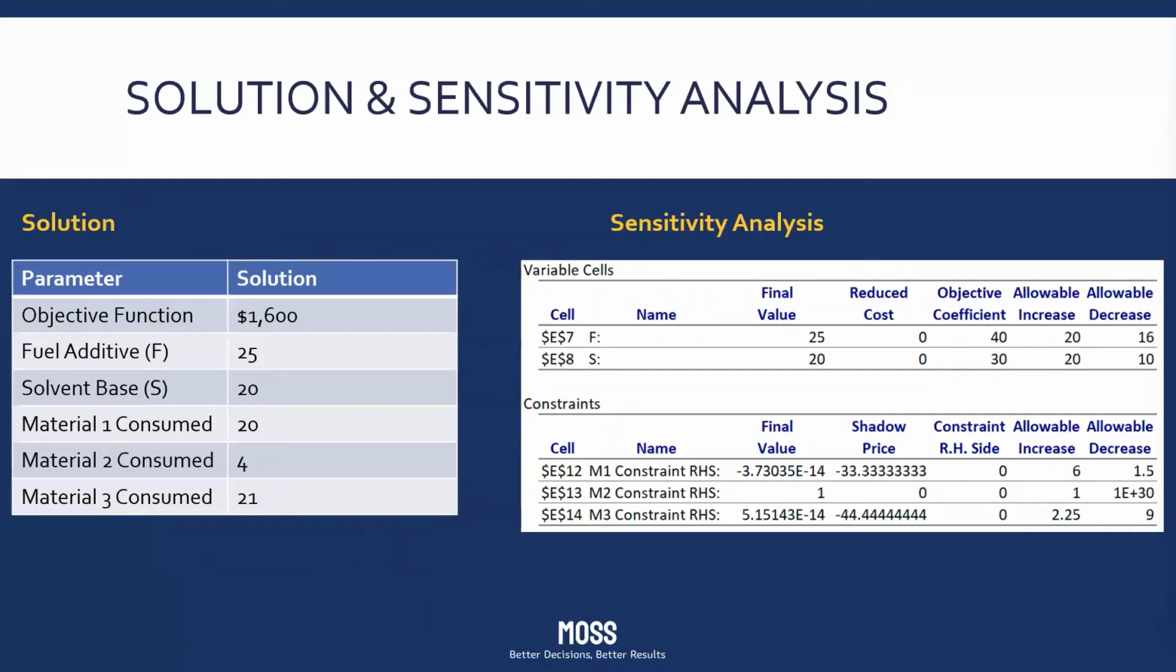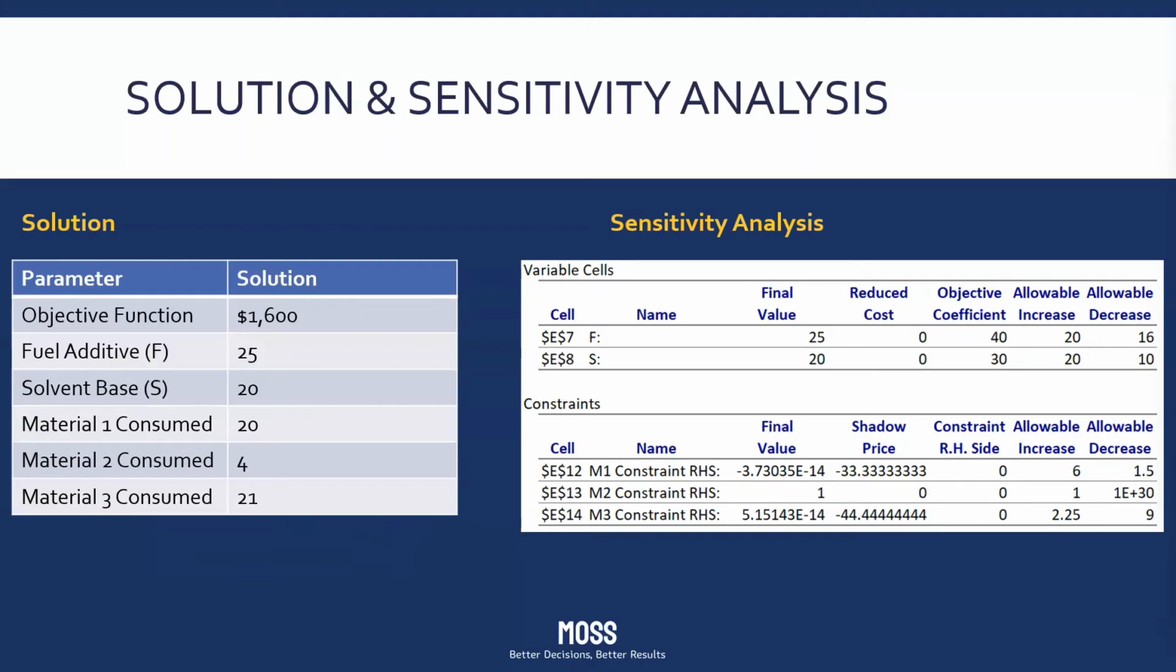And if you look at the solution to this problem, what you end up getting is an objective function of $1,600. We would make 25 tons of fuel additive and 20 tons of solvent base. We would consume all of material 1, all 20 tons. We would consume 4 out of 5 tons of material 2, and we would consume 21 tons out of 21 tons, or all of material 3.